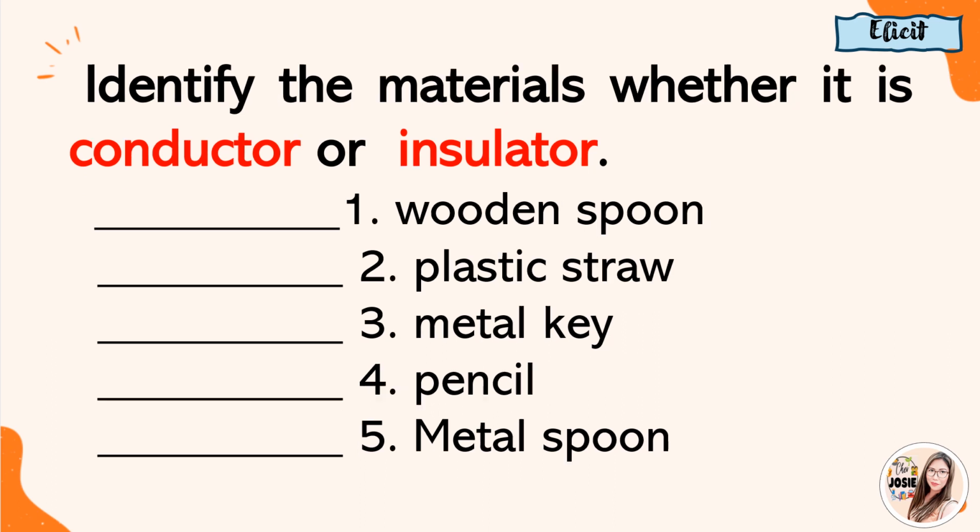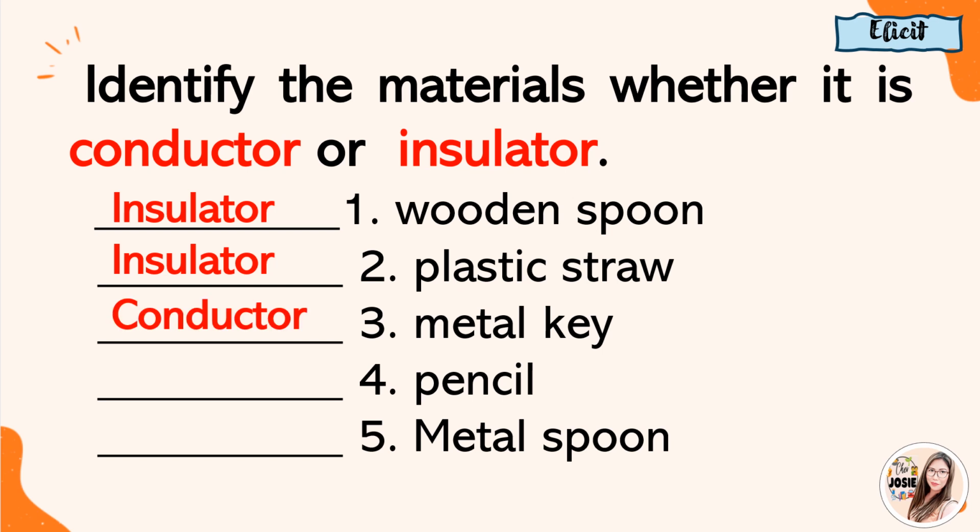For number 1, wooden spoon, the answer is insulator. For number 2, plastic straw, the answer is insulator. Number 3, metal key. You're right, it is conductor. Number 4, pencil. Yeah, it is insulator. And lastly, metal spoon, it is conductor. I do hope you got a perfect score.